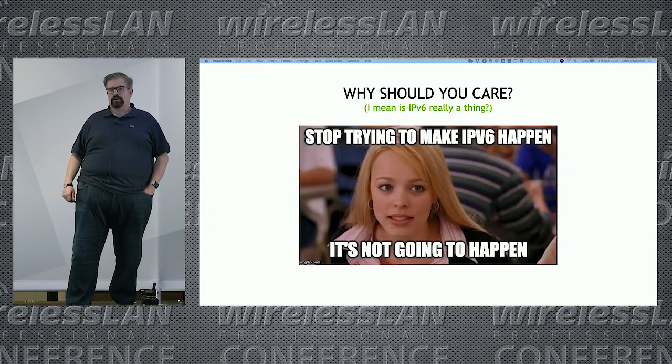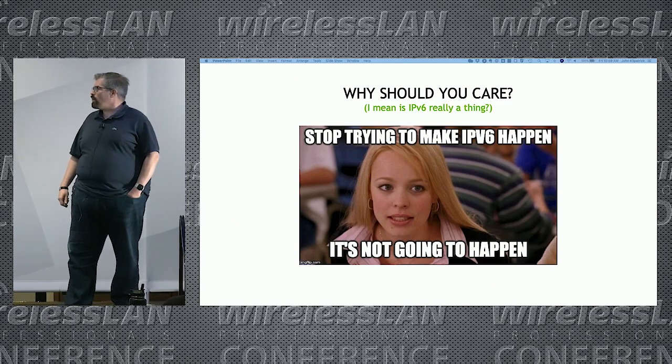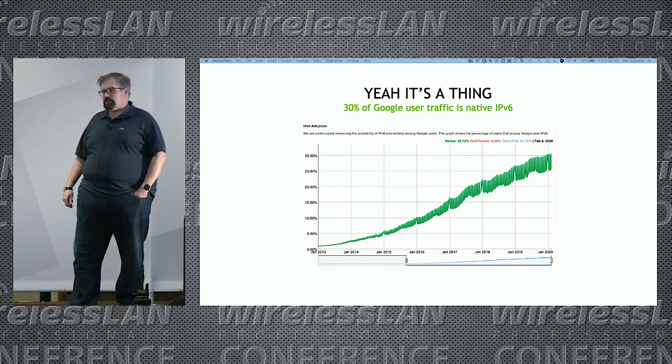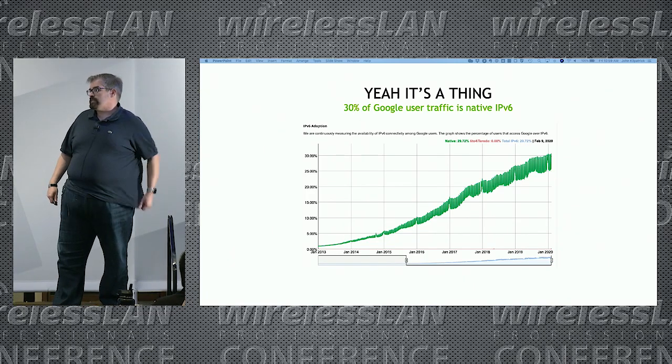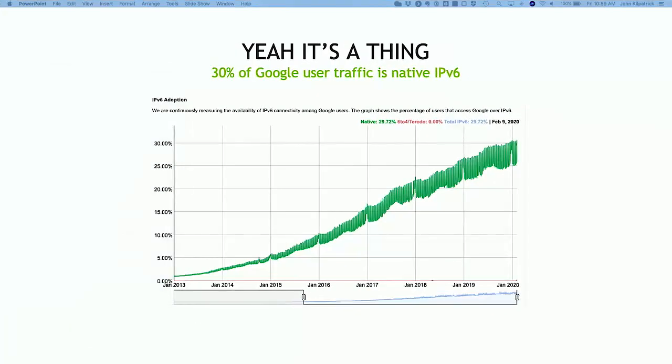Now, you're probably wondering, well, why should I care about IPv6? Gretchen, stop trying to make IPv6 happen. Well, the reality is, and you saw this slide yesterday, 30% of Google's user traffic is native IPv6 today. So it is a thing, and it's out there, and you may run into a use case where you need to deploy it.